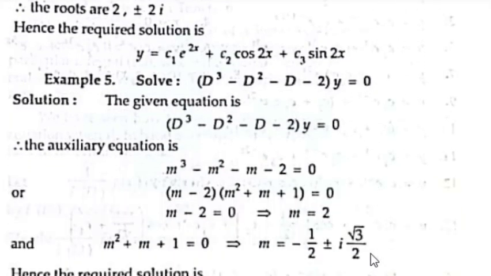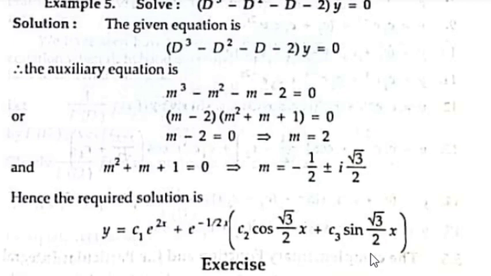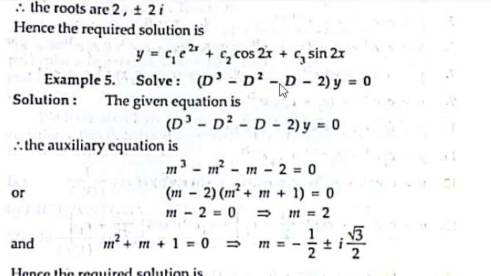Now similarly, we see this one: solve (D³ − D² − D − 2)y = 0. Again, applying the same technique, we obtain these two roots. Now replace D by m, so m³ − m² − m − 2 = 0.